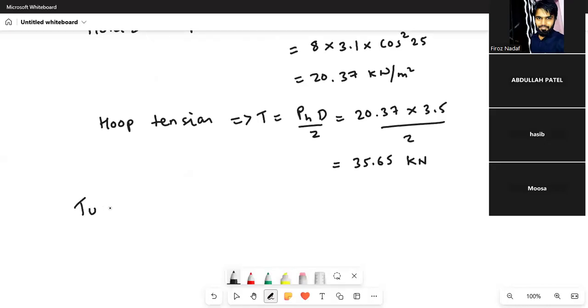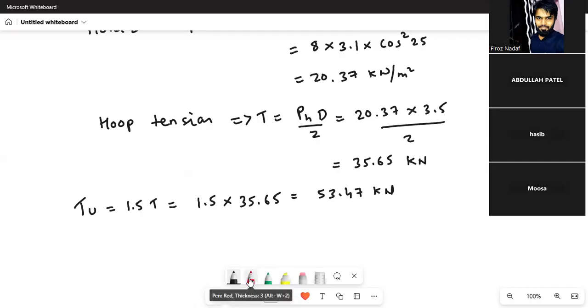We need TU, factored tension. TU equal to 1.5 into T, 1.5 into 35.65, that is equal to 53.47 kilonewton.